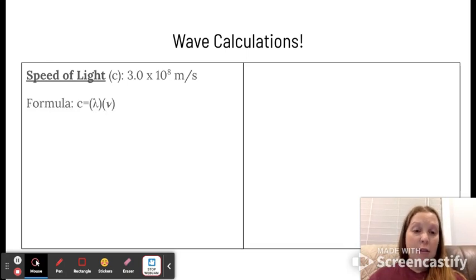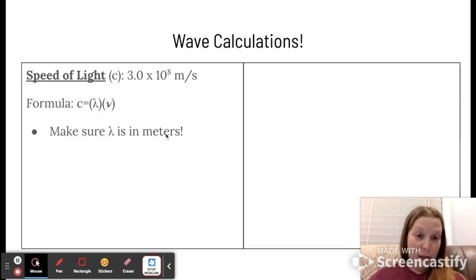Since it is a constant, we usually will use this calculation to solve for wavelength or frequency. So our formula is c is equal to lambda nu, so these are multiplied together. And one thing to know is when variables are multiplied together, it means they're inversely related. So that means when one goes up, the other goes down if they're equal to a constant value, which here they are. So make sure that your wavelength is in meters here.